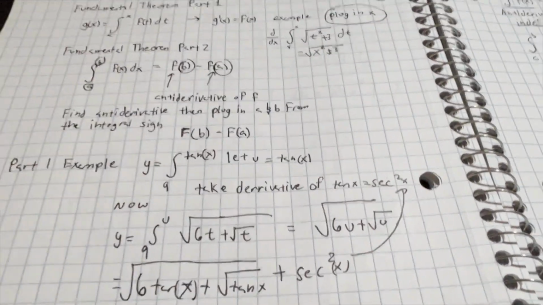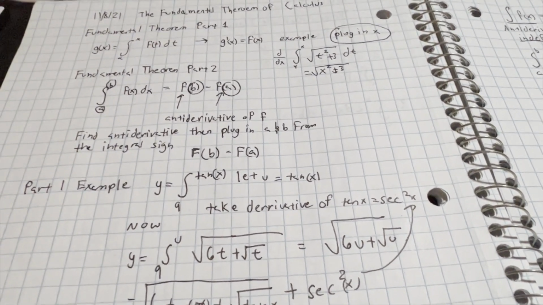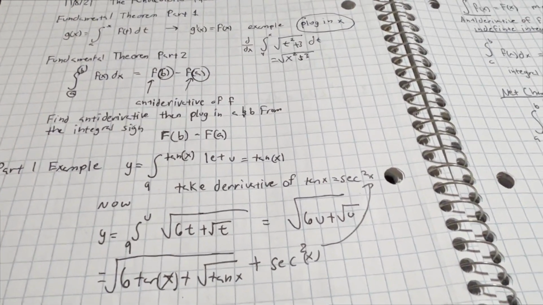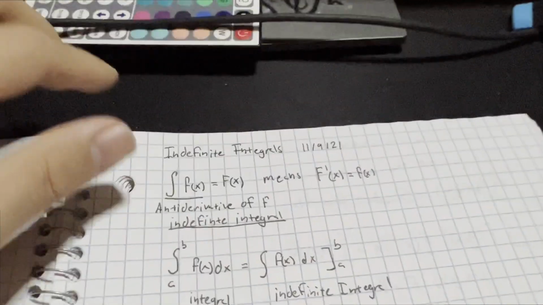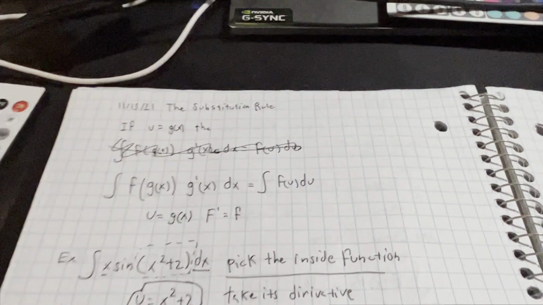Let's see some example. So y equals 9 to the tangent x, let u equals, is this u substitution? Like, I need to get better at u substitution. I wasn't very good at it. Then definite integral. Ooh, the substitution rule, I remember this.